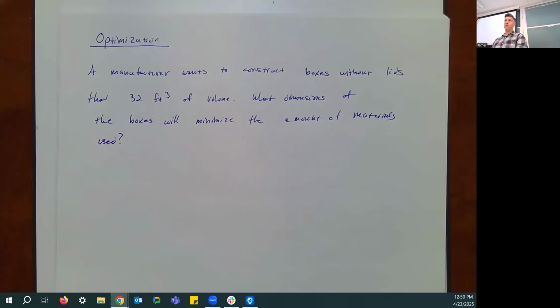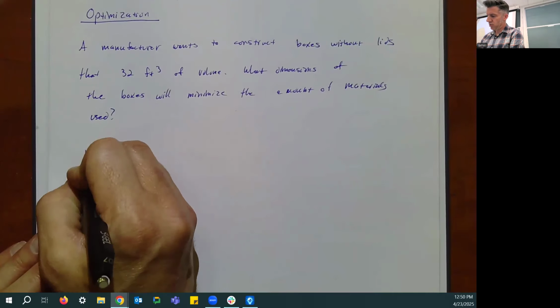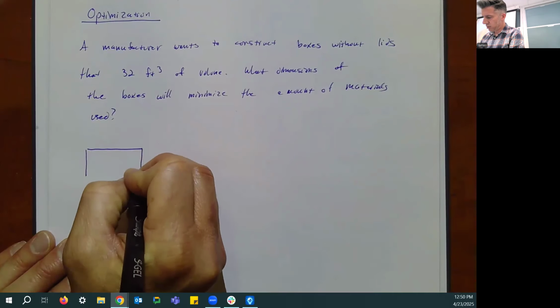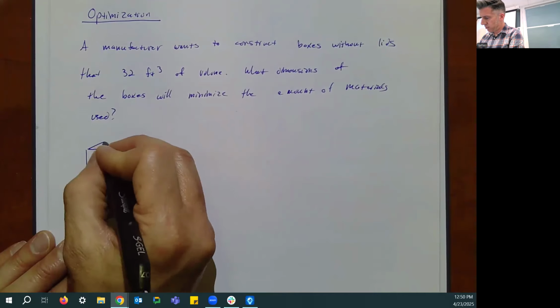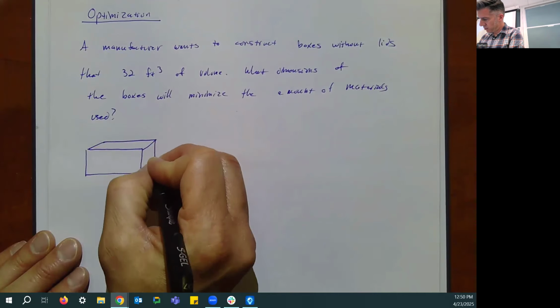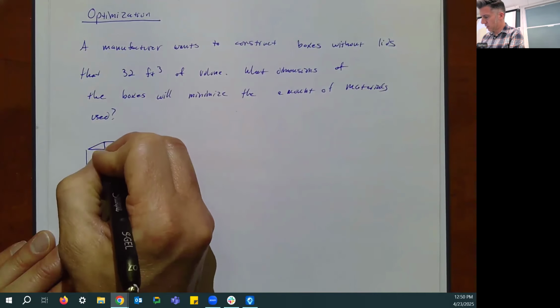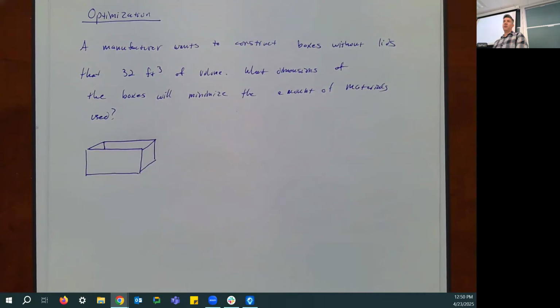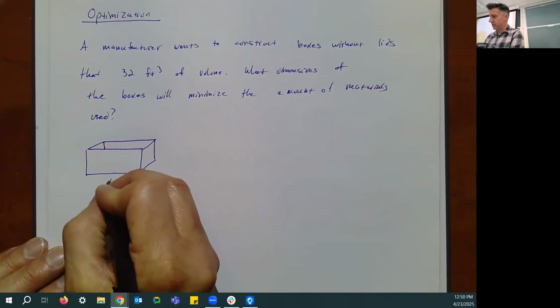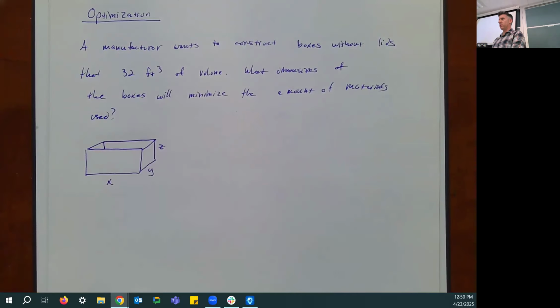So usual setup, we have a thing we want to minimize or maximize and a constraint. I'm going to draw a picture. There's my box without the top. I don't know any of the dimensions, so I'm going to say they're X, Y, and Z, which is typical.